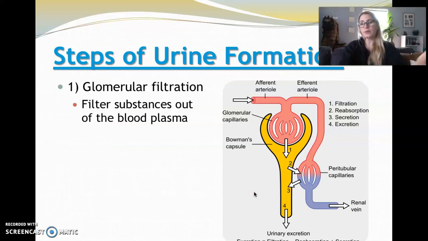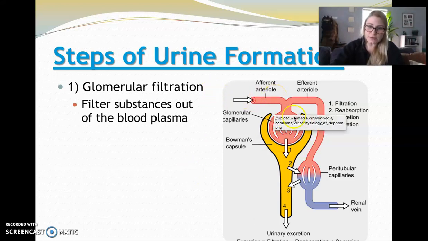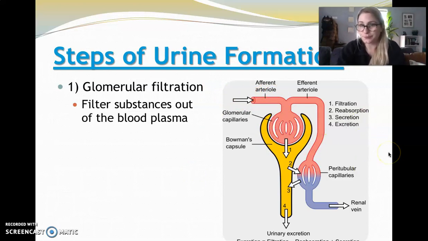First, blood goes into the afferent arteriole and into the glomerulus. This is a Wikipedia picture. It works. So we go into the glomerular apparatus where those capillaries are found. Blood is going to leave there in the efferent arteriole, but only after some filtration has happened, which we're going to talk about in a second.